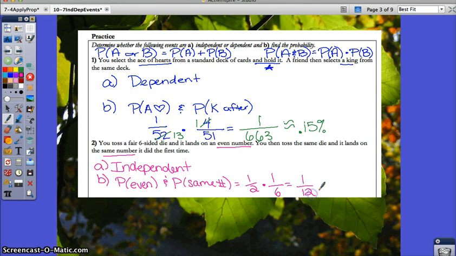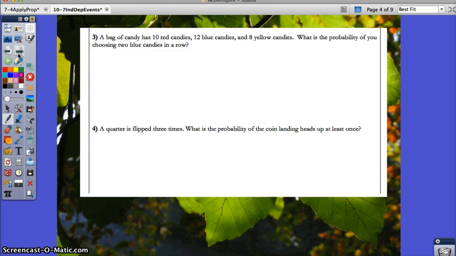You can also get your percent. 1/12 is about 8.3%, and I'm putting the about symbols there. So and is multiply, independent or dependent, make sure you know the difference.